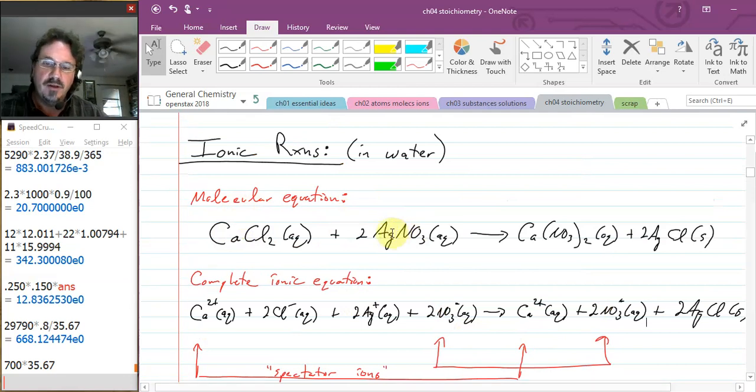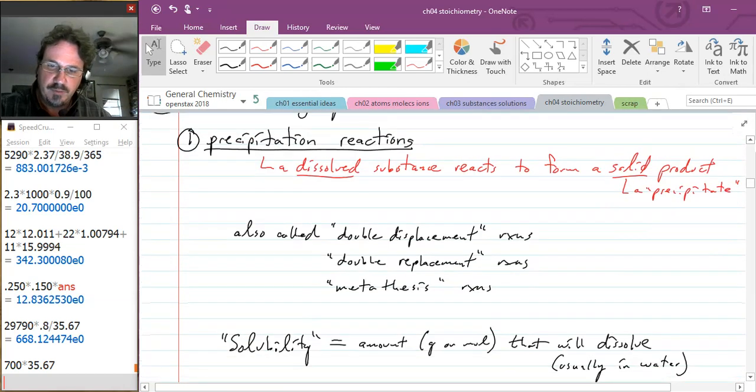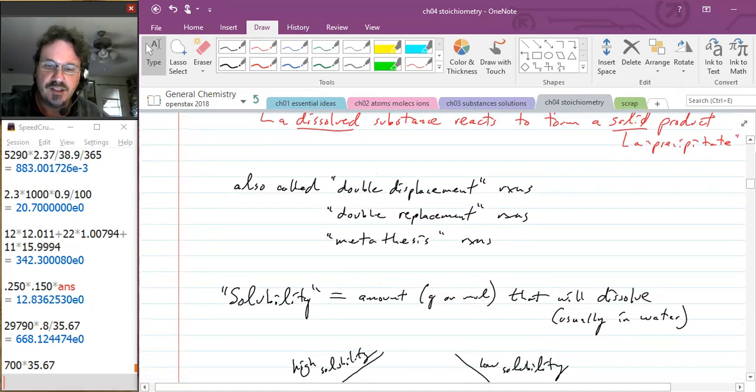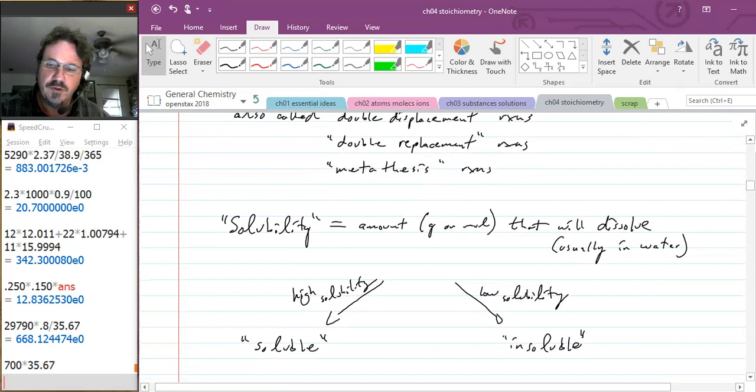In other words, in here the silver used to be connected to the nitrate, but instead the positive calcium comes and replaces it. So now the calcium is connected to the nitrate. Here the calcium used to be connected to the chloride, but the positive silver is going to come along, and now the silver is connected to the chloride. So, they're displacing each other, or they're replacing each other. Double displacement or double replacement reaction. Again, metathesis reaction is another way that that's referred to.